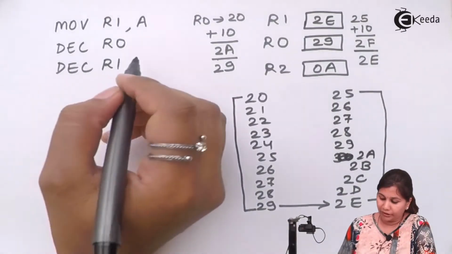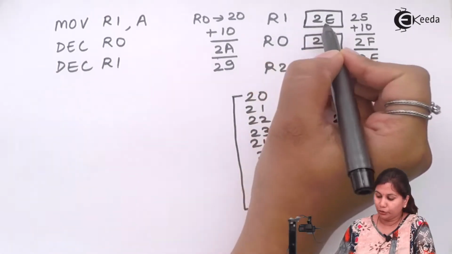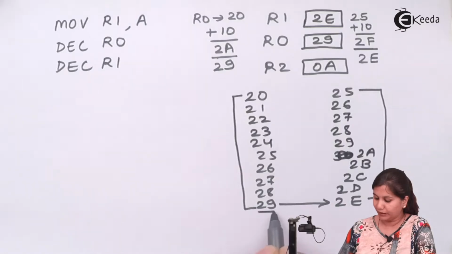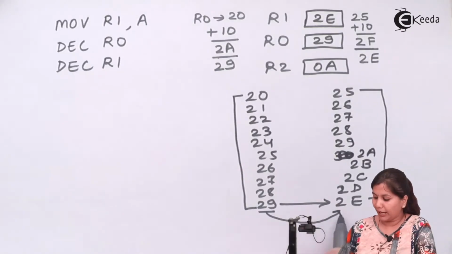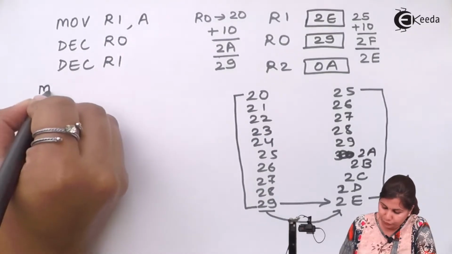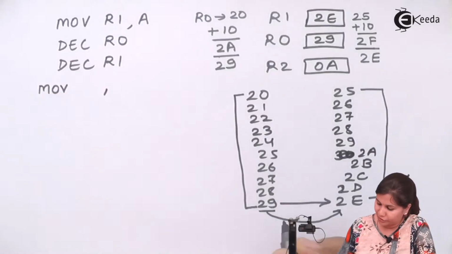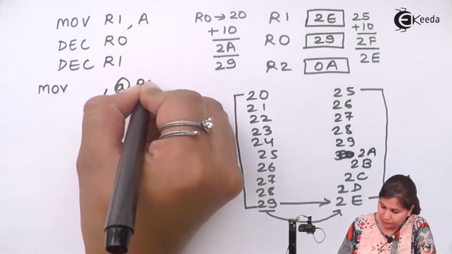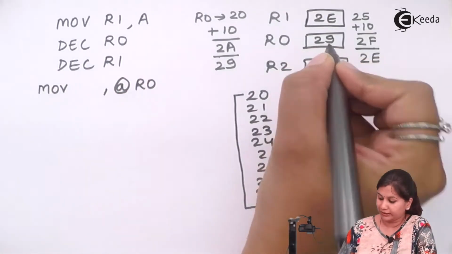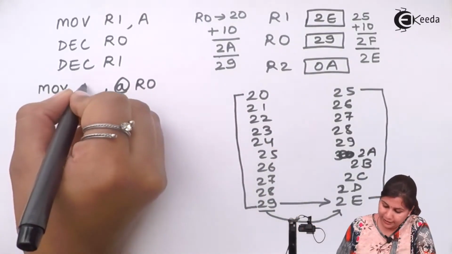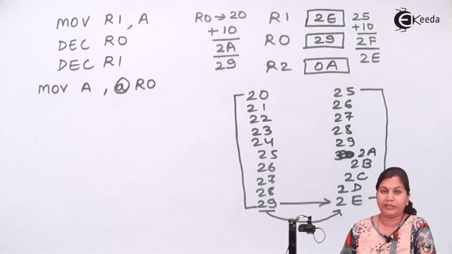Now, when it has become 29 and 2E, the transfer is to be done, that whatever data is there at 29 is to be copied at 2E. So the next step will be, first we will move the data at the address which is in R0. Indirect addressing is used. That data is to be moved into the accumulator.